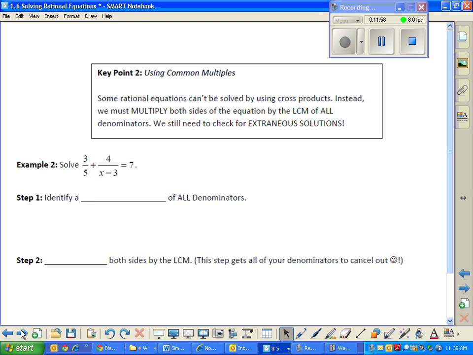So key point 2 went through the wash, nice and crispy. Key point 2, using common multiples. Some of the rational equations can't be solved using cross products because they're not proportions. In this case, what we could do is multiply both sides of the equation by the LCM.